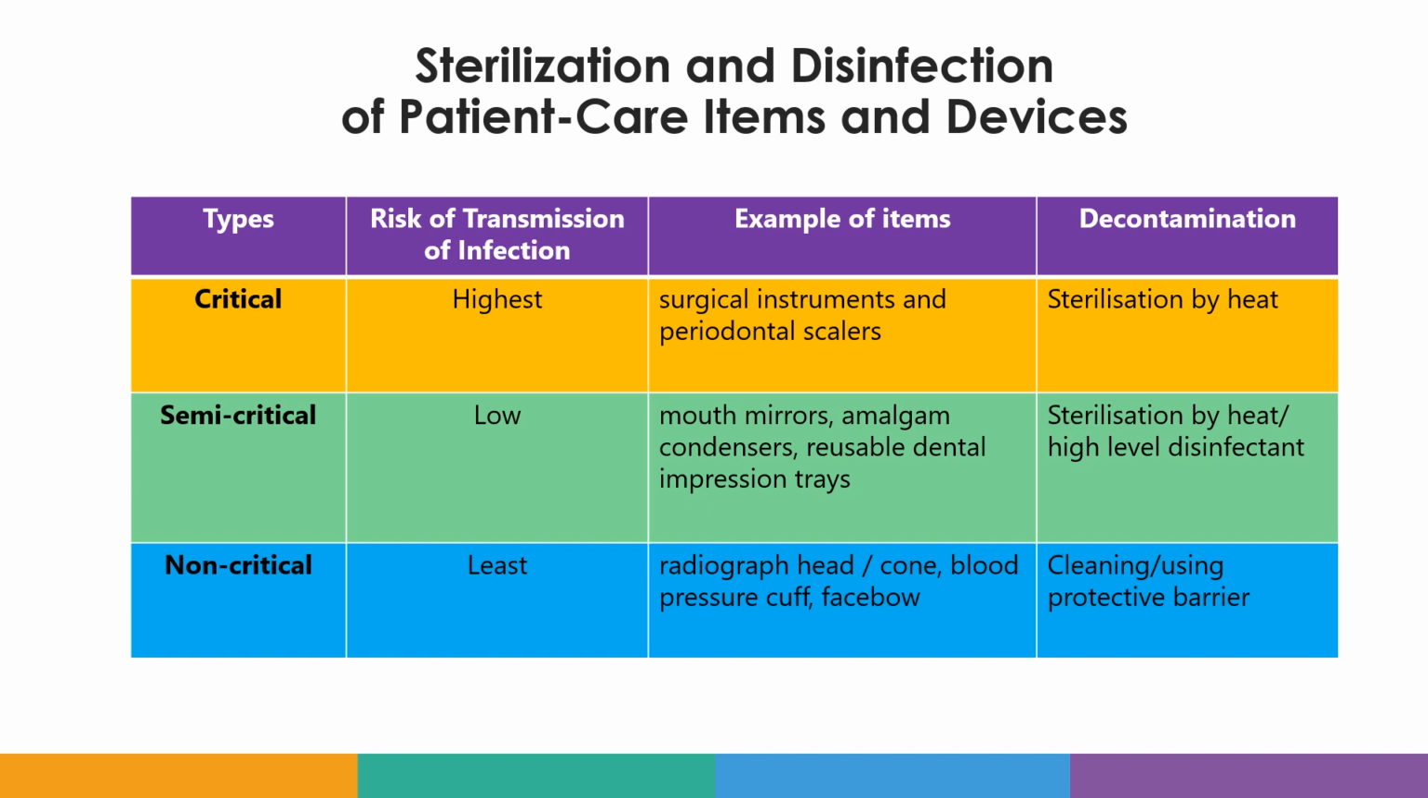Semi-critical items, examples include mouth mirrors, amalgam condensers, and reusable dental impression trays, have a low risk of transmission of infection, and decontamination is via heat sterilization or using high-level disinfectant. The non-critical items, for example, radiograph head, blood pressure cuff, and face bow, have the least risk of transmission of infection, and decontamination via normal cleaning or using protective barrier would be adequate.